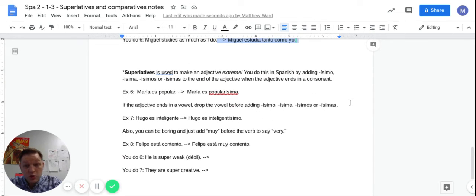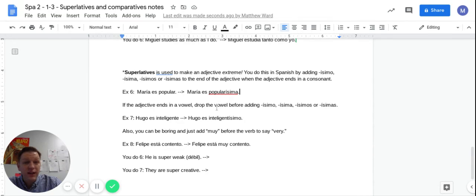Okay. This last part of superlatives is entirely new. I did know we did not learn this last year. But superlatives make things extreme. You do this in Spanish by adding ísimo, ísima, ísimos, or ísimas to the end of an adjective when the adjective ends in a consonant. So, Maria is popular is Maria es popular. She is super popular or really popular is Maria es popularísima. Clase, popularísima. Repitan, popularísima. Notice there's an accent mark in popularísima.